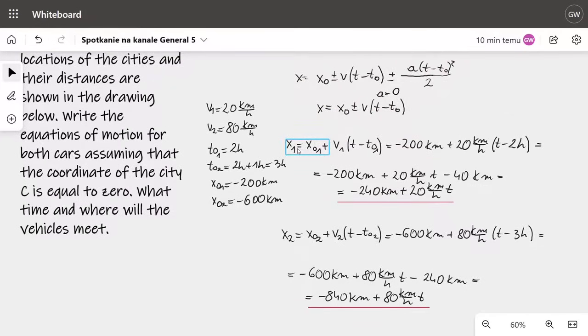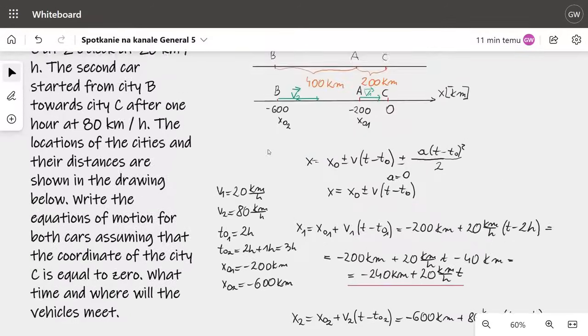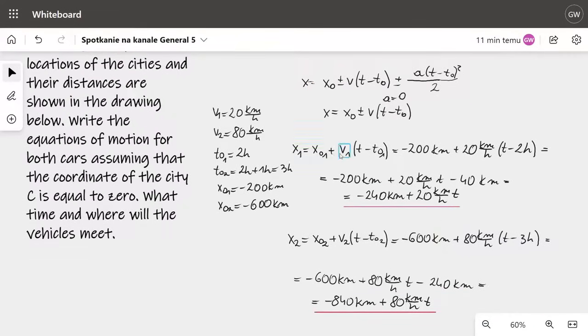Now we can write equation of motion for first car. Here is plus, because velocity vector v1 is directed the same as x-axis. You can see it here, v1 and x-axis. We put data to this equation and we have final equation here. That's final equation.